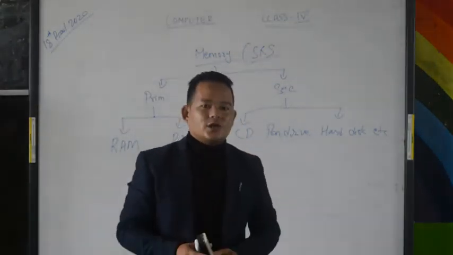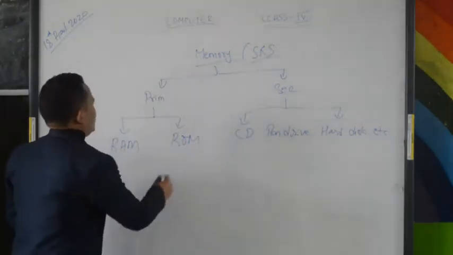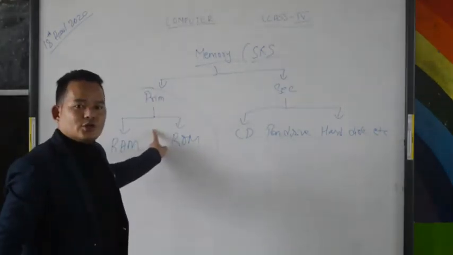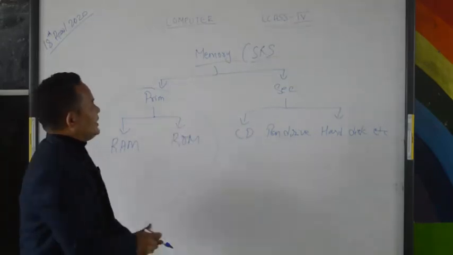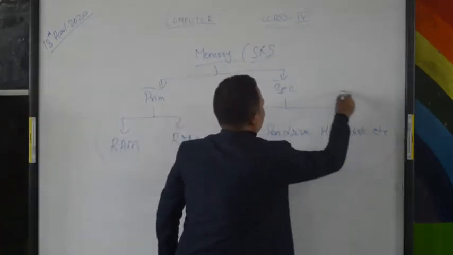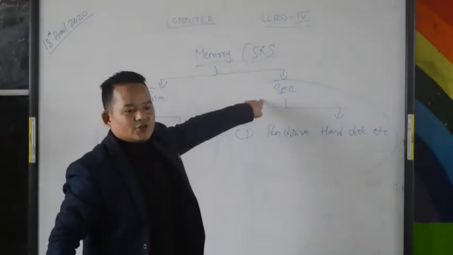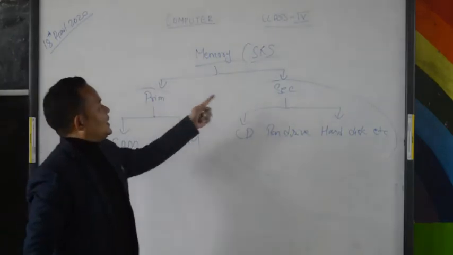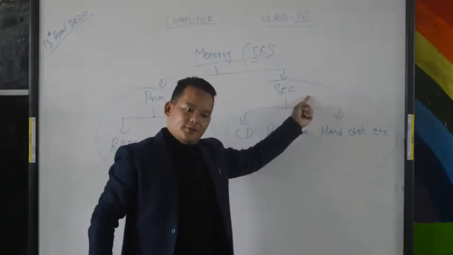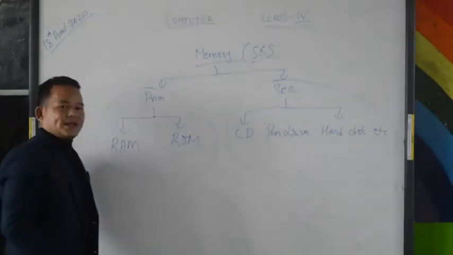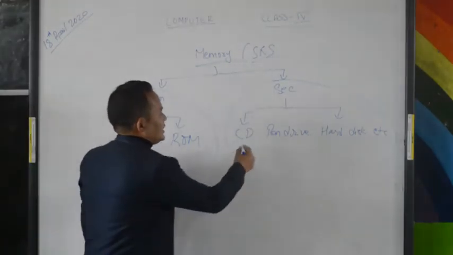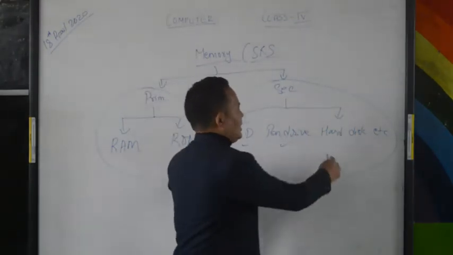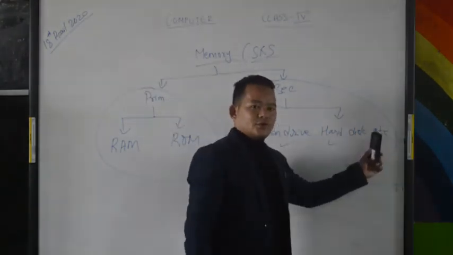Okay, next we are going to learn about internal memory. So primary memory, RAM and ROM, is also known as internal memory, and secondary memory is also known as external memory. So primary you can call internal, and secondary you can call external memory. Some examples of storage devices are CD, pen drive, hard disk, flash drive, so many things are there.